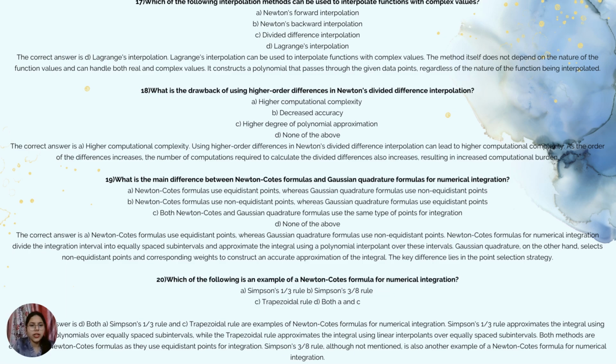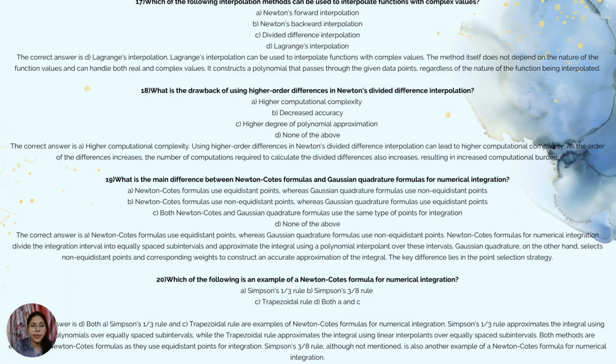Question number 18. What is the drawback of using higher order differences in Newton's divided difference interpolation? Option A, higher computational complexity. Option B, decreased accuracy. Option C, higher degree of polynomial approximation. And option D, none of the above. The correct answer is A, higher computational complexity. Using higher order differences in Newton's divided difference interpolation can lead to higher computational complexity as the order of the differences increases. The number of computations required to calculate the divided differences also increases, resulting in increased computational burden.